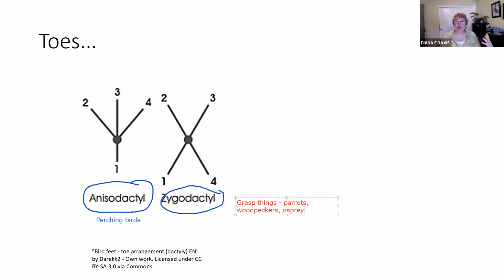There are several other ways that the feet can be arranged. But these are the only two that you're actually likely to see in captive birds. Okay. So that's just two words.